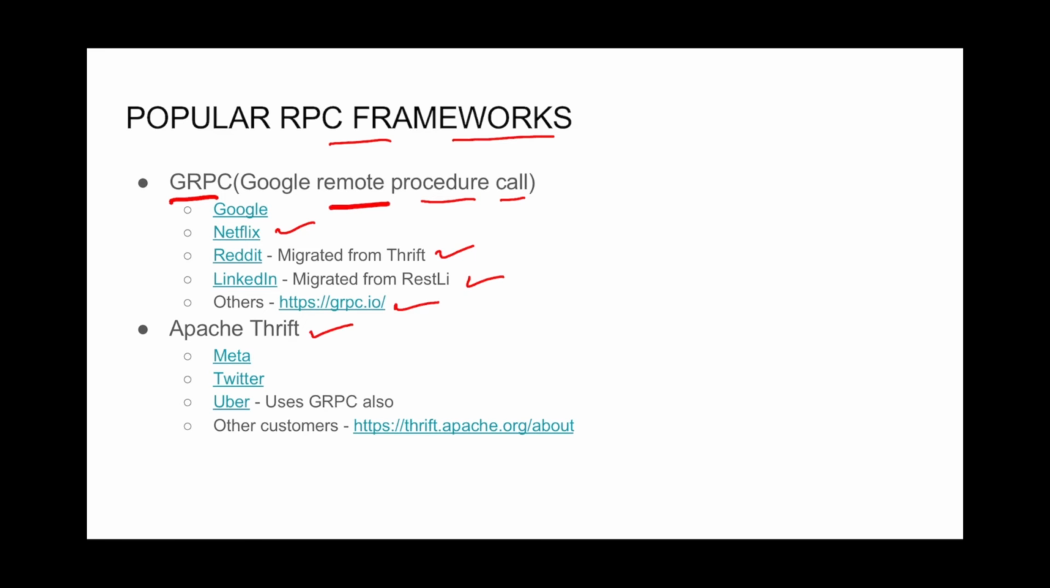companies like Meta, Twitter, Uber. Uber also uses gRPC and they also use Thrift. And there are other customers also which use Thrift. So gRPC and Thrift are two popular ones. And lately, gRPC is being adopted by a lot of companies.